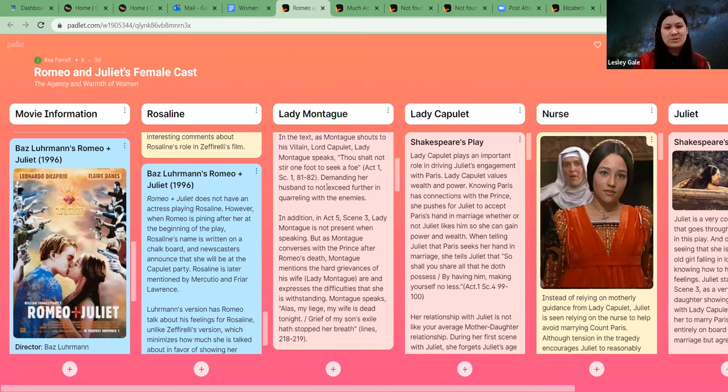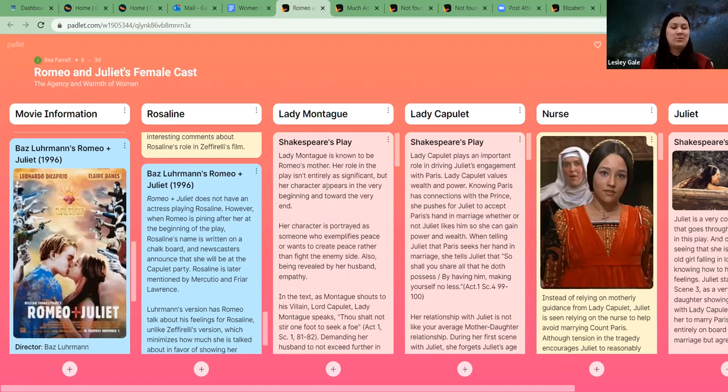All right, the next person I'm going to talk about is Lady Montague, which is Romeo's mother. She doesn't have a super significant role either, but she loves Romeo, we know that, and she's also something of a peacemaker. At the very beginning of the play, she urges her husband not to go fight the Capulets, and so those are some defining traits of hers.